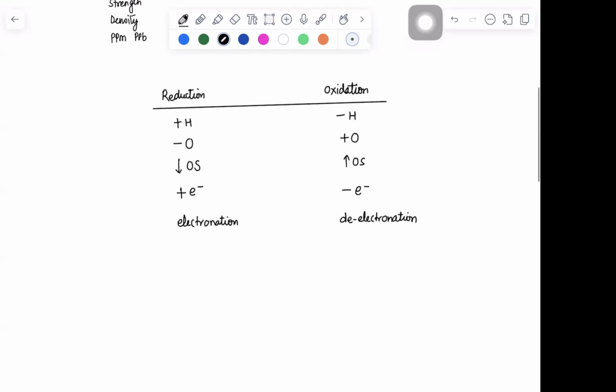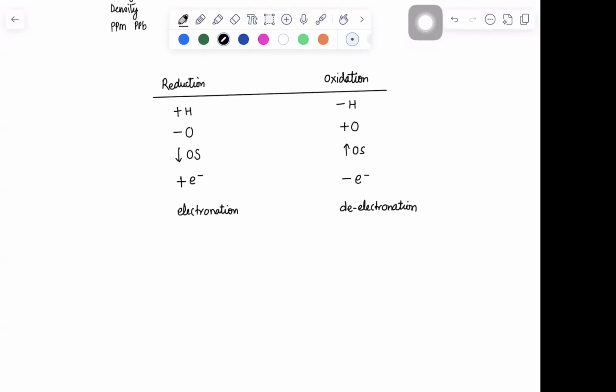So for instance, let's say you are converting sodium into sodium plus. In a way it is ionization and the energy required is ionization energy, but it is an oxidation also. Understand? It's ionization as well as oxidation, right?